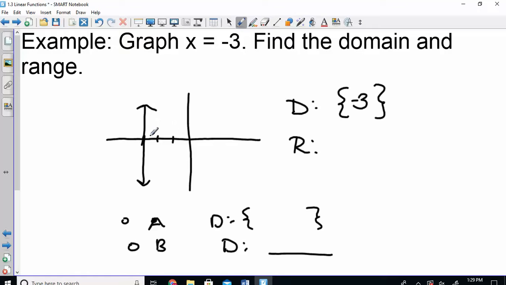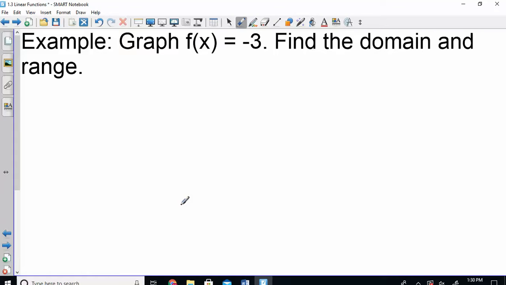Okay, range is the y. This is going down forever, that's going up forever, so what's my range? Yep. That vertical line only changed my domain, my range is still the typical negative infinity to positive infinity. If you need to, just draw like two circles next to each other.